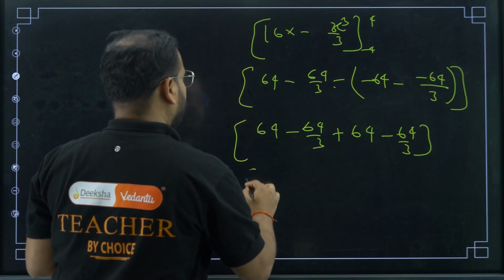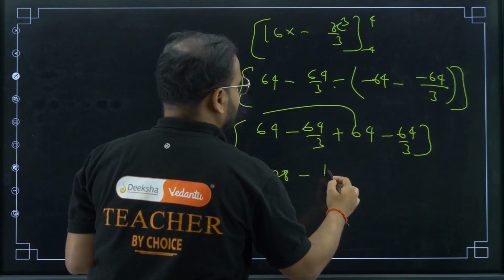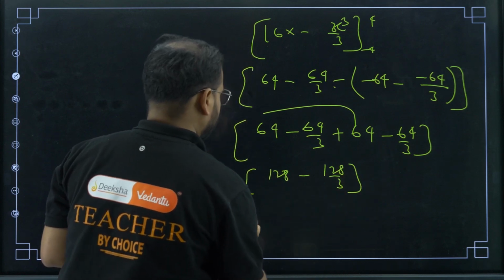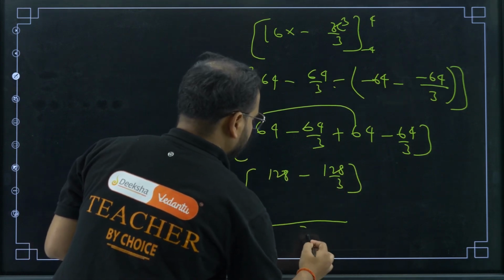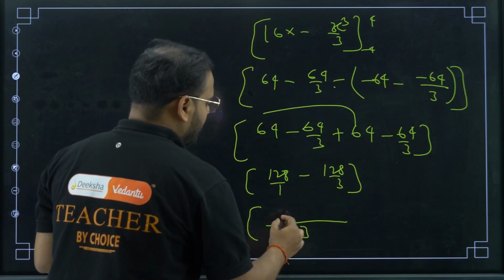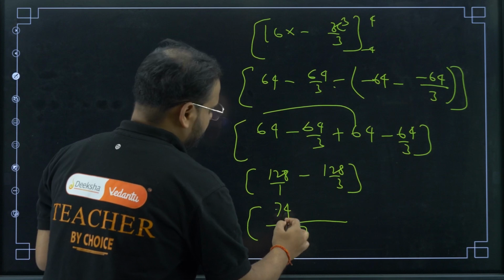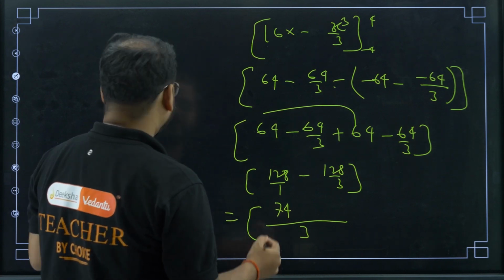Okay. So I have 128 for these two, and I have what? Again minus 128 by 3. Please do the multiplication. The common LCM. So LCM is what? 3. So 128 times 3 will be what? 4 6 1 7. Okay. No, 8. Forgive me.